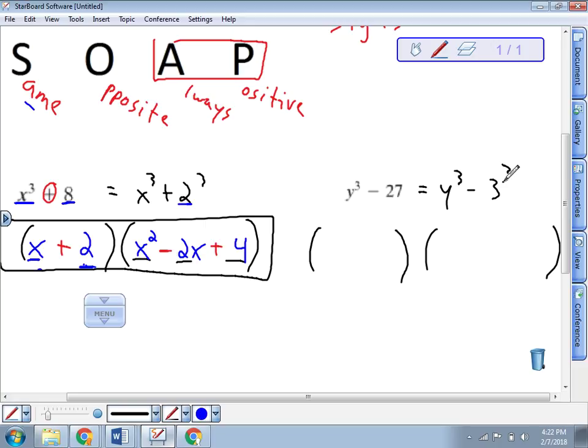The first pattern is just the cube root of this base, all right? And it's this base that goes into here. So it's y and 3. What sign do I use? Well, it's the same sign. Remember the SOAP, same sign.